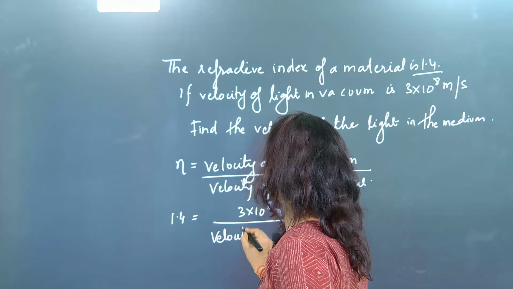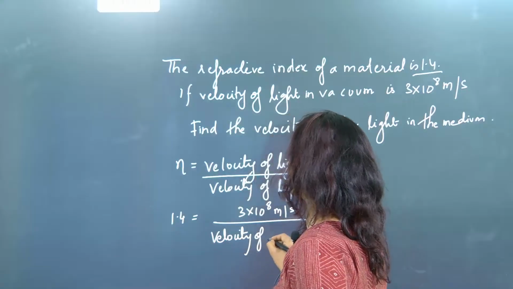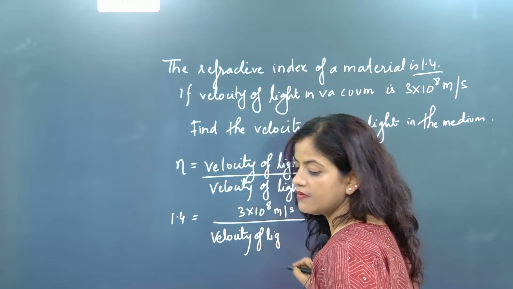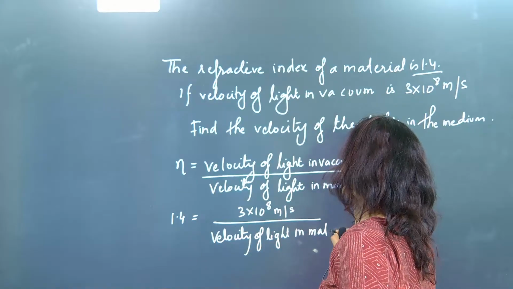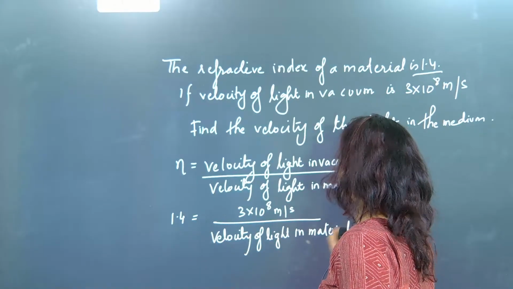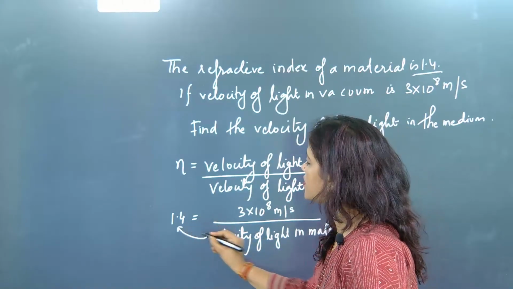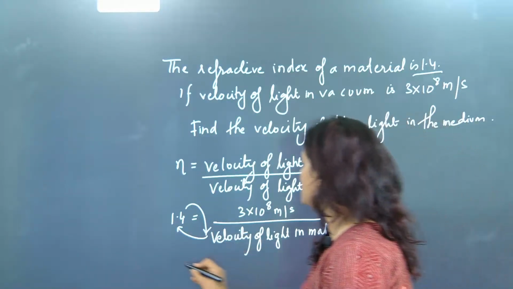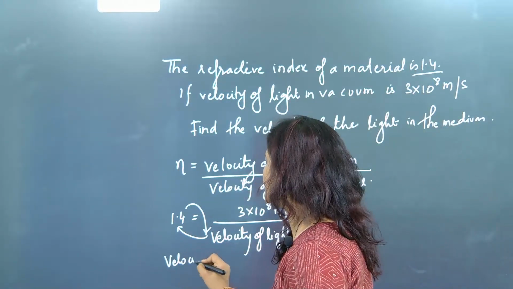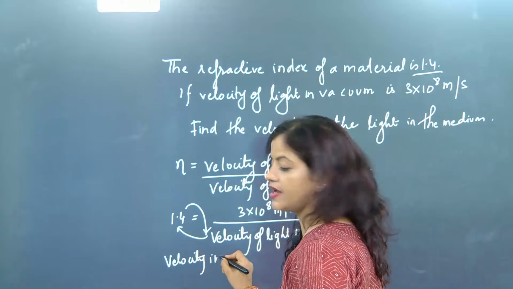So velocity of light in material. We will shuffle this. This will go down and this will come up. So here velocity of light in material.